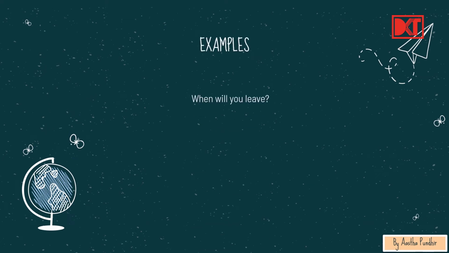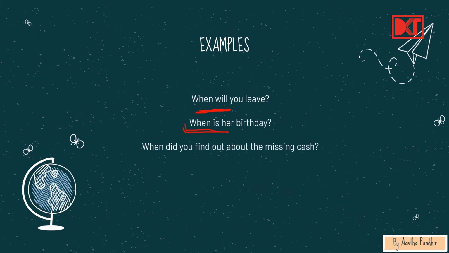Next here, like when will you leave? Here what are we asking about? We are asking about a certain time or such a moment, like when will you leave? Then when is a birthday? We are asking about a certain occasion, so we are using when. When did you find out about the missing cash? Here what are we using when for? For a certain moment or an event, you can say. Alright.